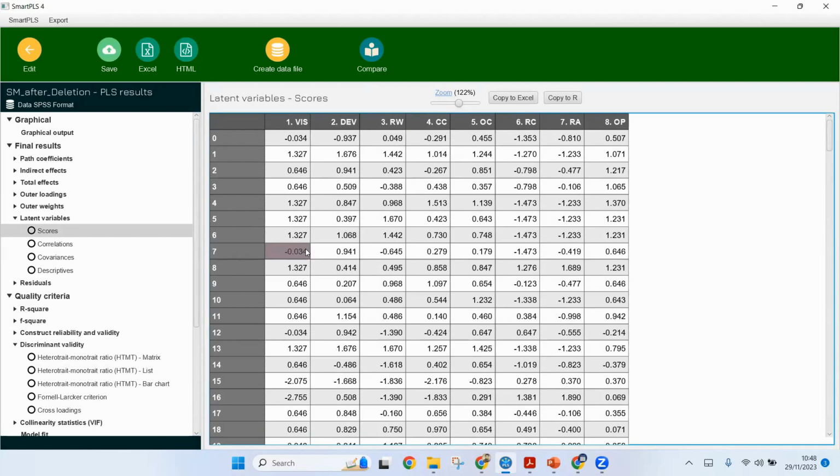So what happens is, once you validate your lower order constructs, the next step is to validate the higher order construct. Now, in order to validate the higher order construct, it has to be through this latent variable score, because we did mention that Smart PLS is a confirmatory composite analysis rather than confirmatory factor analysis. So how am I going to use this latent variable scores?